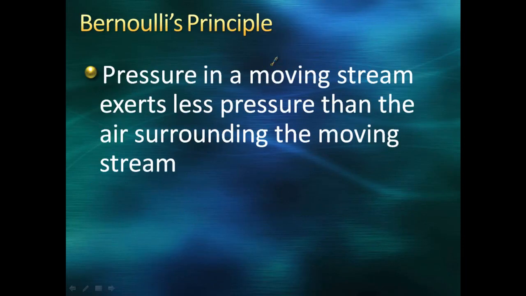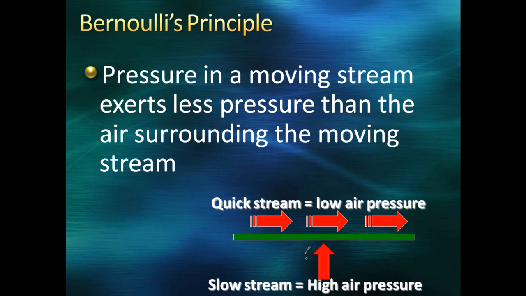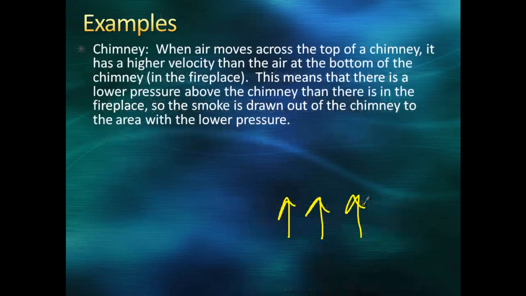So here it is again. A moving stream exerts less pressure than the air surrounding the moving stream. So not only does it work with water, it also works with air. Let's say we have a barrier here, and on one side we have a quick stream of air flowing across it. This creates an area of low pressure. On the other side we have a slow stream, maybe even still air, so it has a high pressure. It's going to create a force: high pressure over here, low pressure over here. It's eventually going to make this barrier go that way. I'll give you some examples of that shortly.